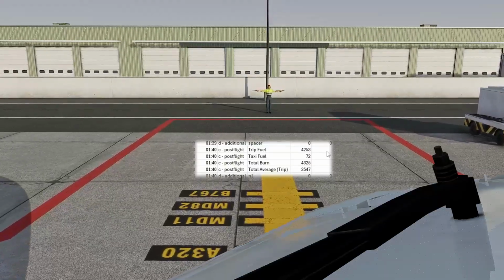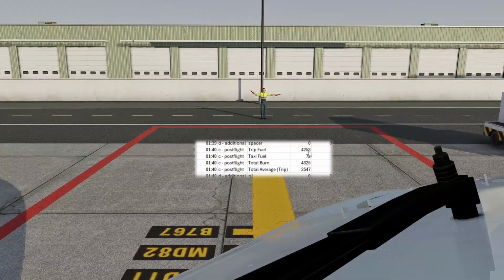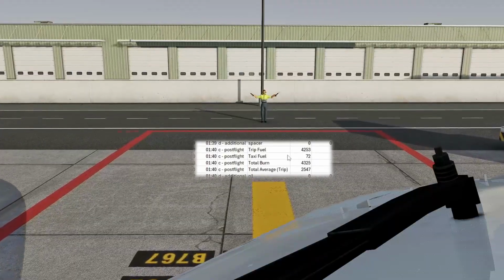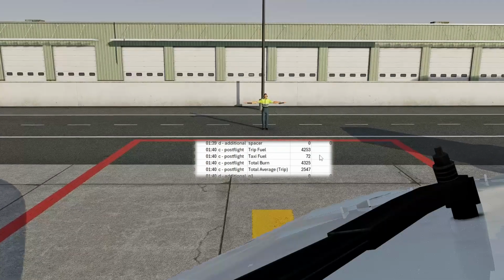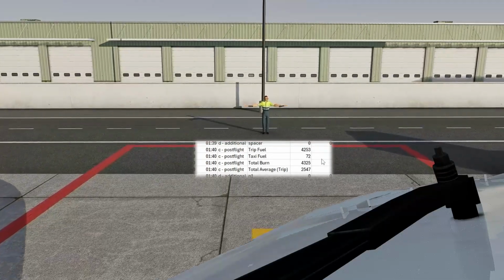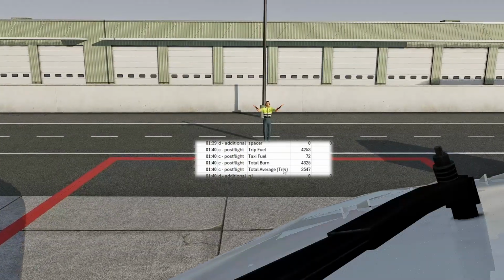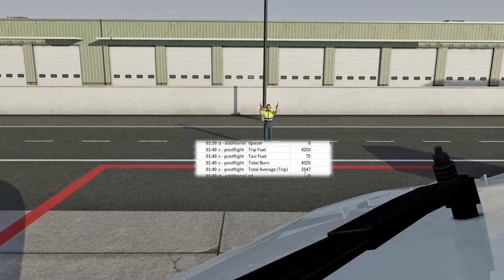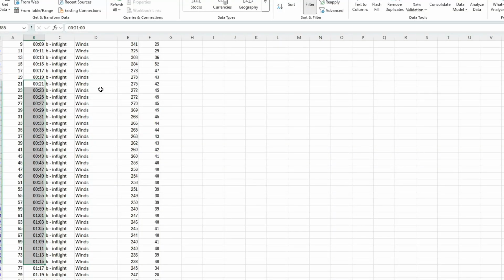Just to summarise then, as we do a good job of parking up, so the trip fuel 4,253 kilos. Taxi fuel, so that's measured from when we switch on the APU up to when we begin the takeoff roll, so 72 kilos. Doesn't include the bit to taxi back in. Total burn 4,325 kilos, and there's our total average 2,547 kilos per hour. And so I'm just selecting that part of the data, so roughly from where we reach top of climb to top of descent.